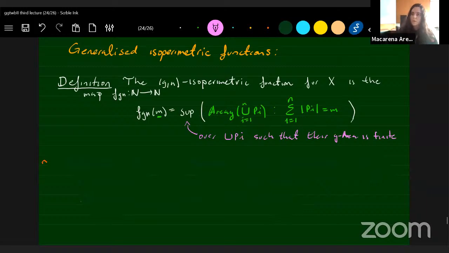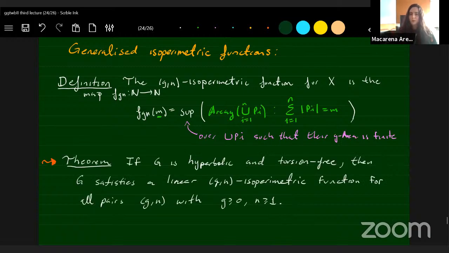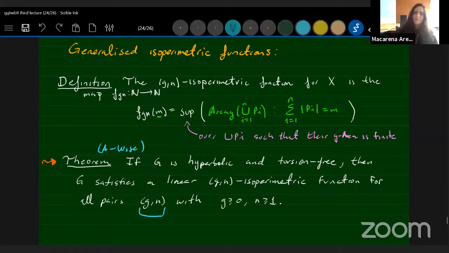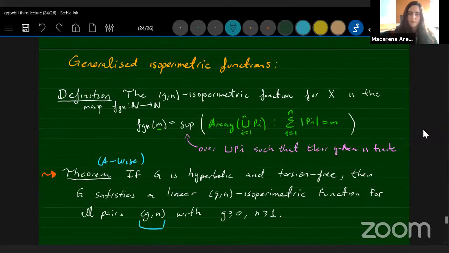That's what I'm saying. And now this is my 1 minute of self-promotion. So for hyperbolic groups, we also have a theorem that identifies the growth type of the generalized isoperimetric functions. This is a theorem of myself and Weiss. If a group is hyperbolic and torsion-free, then it satisfies a linear Gn isoperimetric function for all possible values of G and N.